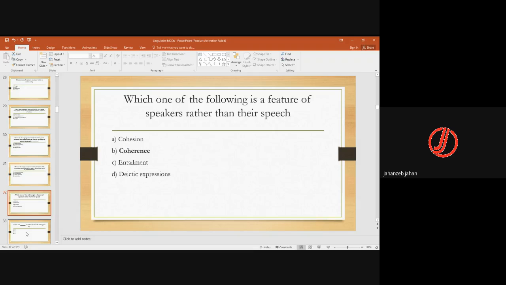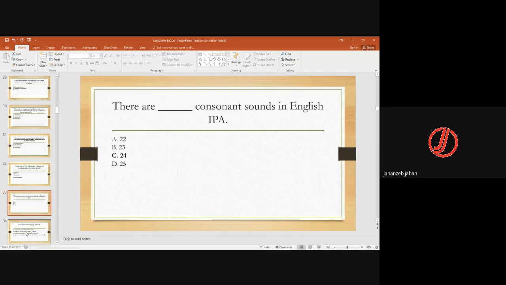Which one of the following is a feature of speaker rather than their speech? So that is coherence. Coherence speech से ज़्यादा speaker पे dependent होता है. Like I may include coherence in my sentence, but that all depends upon me, not on the sentence itself.